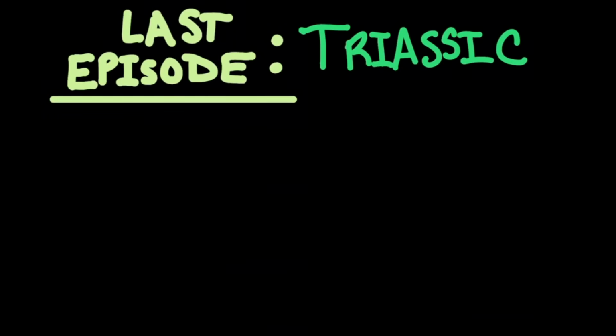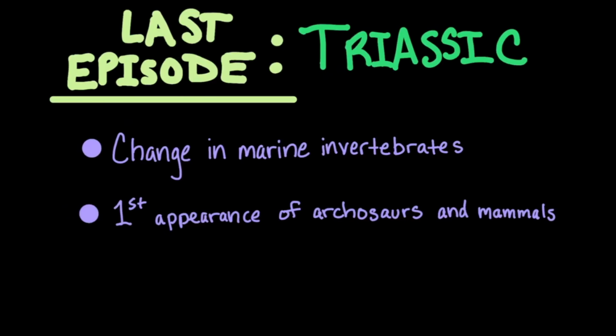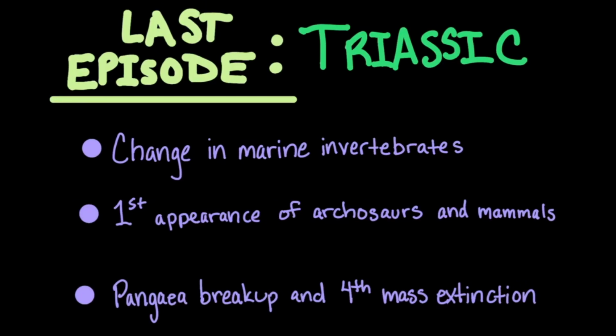Last episode we talked about the Triassic period. During this time there was a huge shift in marine invertebrates. We also have the first appearance of archosaurs and mammals. The end of the Triassic period consisted of the breakup of Pangaea and the fourth mass extinction event.